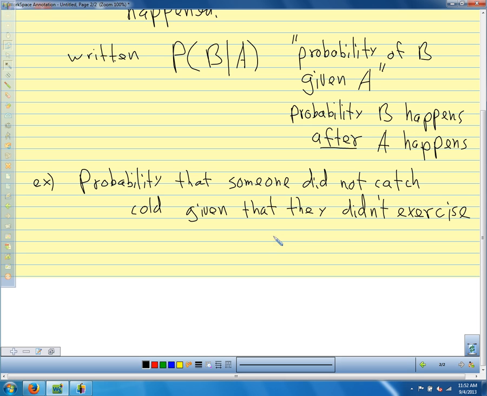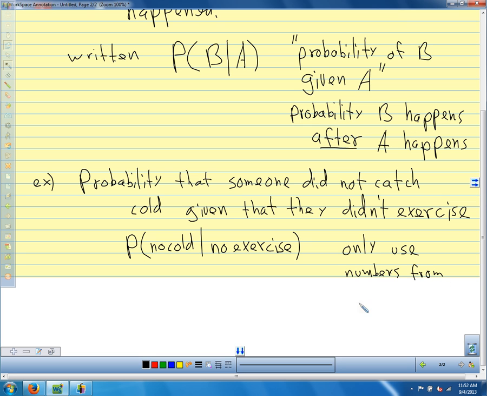So in a two-way frequency table, when we have a probability like this, and I'm just gonna write it out, P of no cold given no exercise. The way we figured this out from our two-way frequency table is very easy. We only look in the given category, in the category that says given. So we only use numbers from the given category.